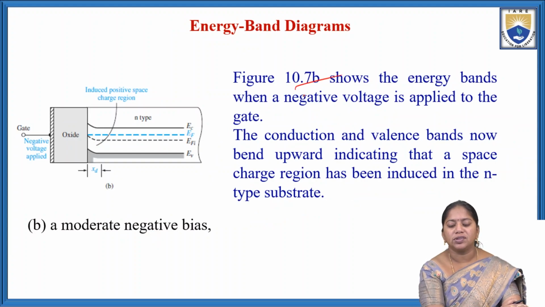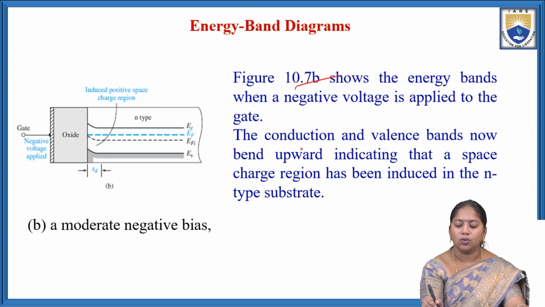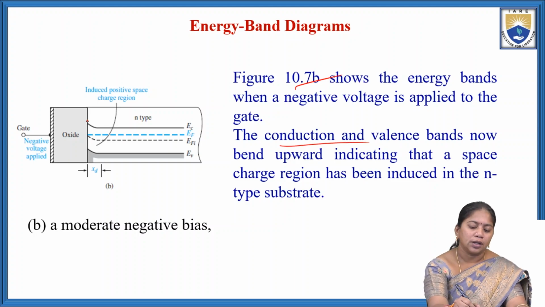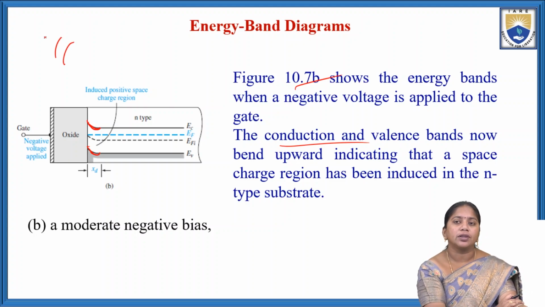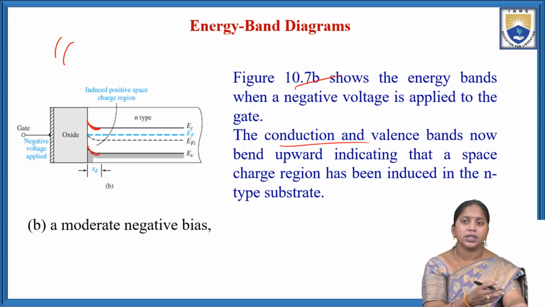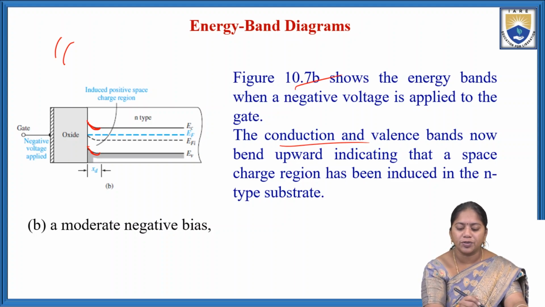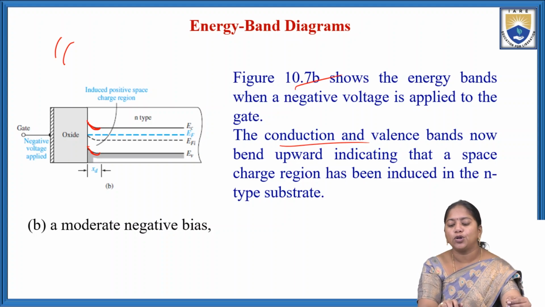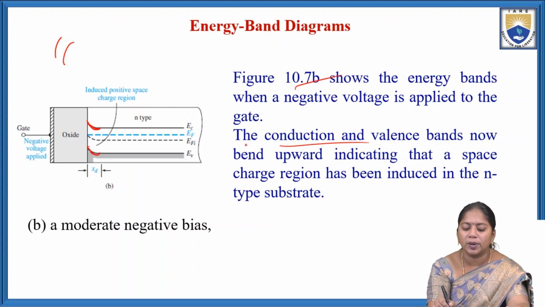Figure 7b shows the energy band diagram when a negative voltage is applied to the gate. Here the bending is in the downward direction. If we apply a positive voltage, the bending is in the upward direction. We are taking an n-type semiconductor and applying the negative bias. While applying the negative bias, the bending is in the downward direction.